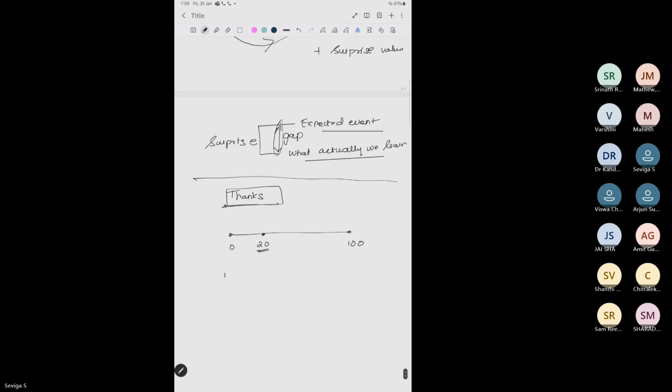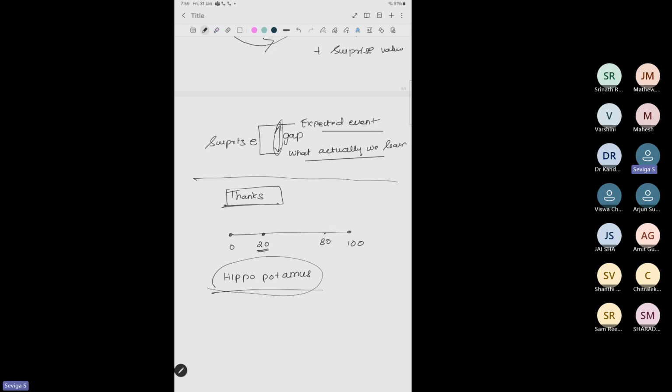Suppose you see a word called hippopotamus when you open the message. Until otherwise, you are working on animals. If you receive a message starting with hippopotamus, it's a huge surprise value. You can rank it as 80.